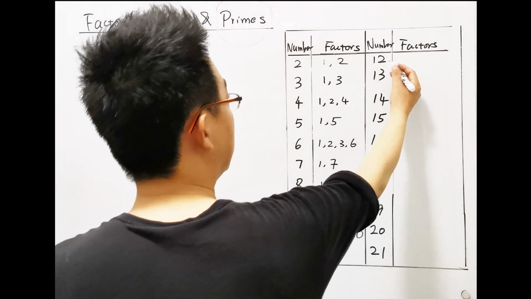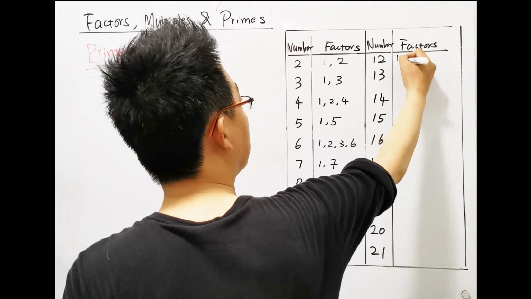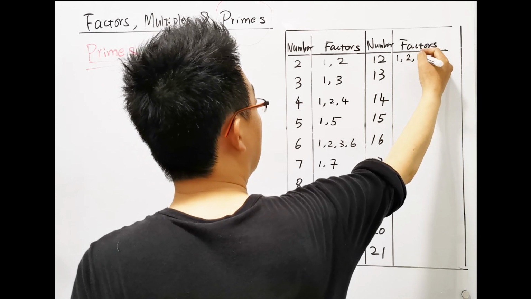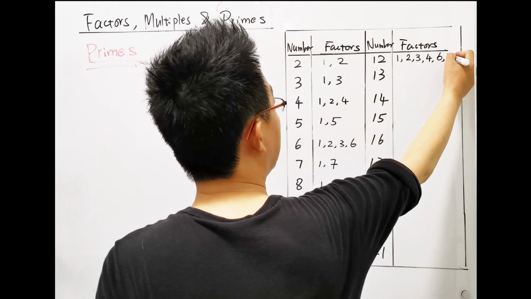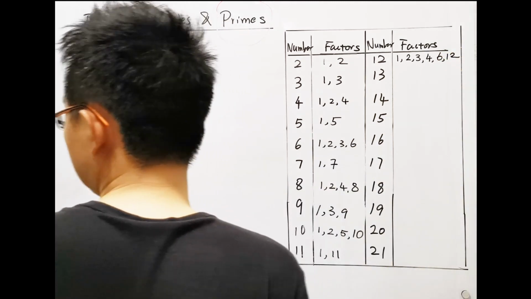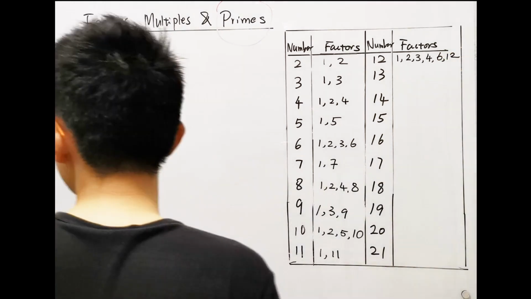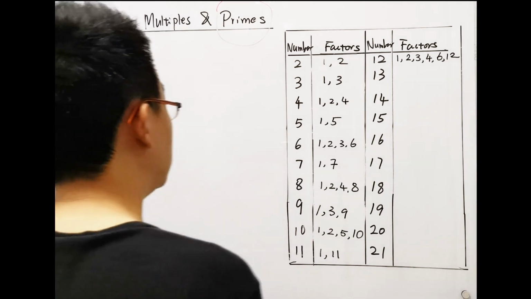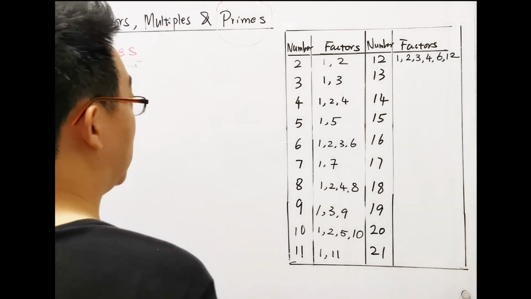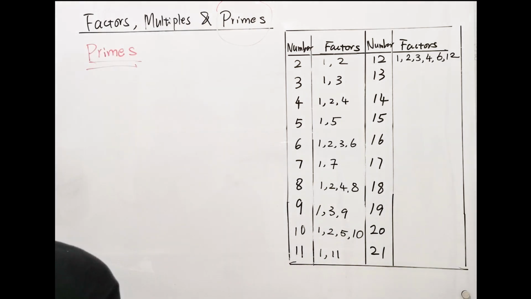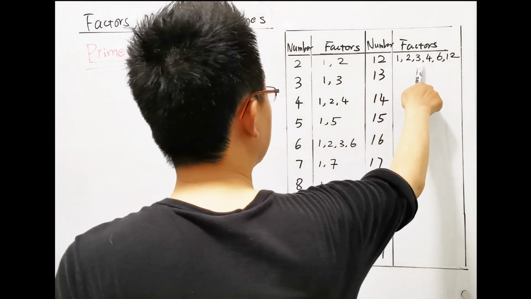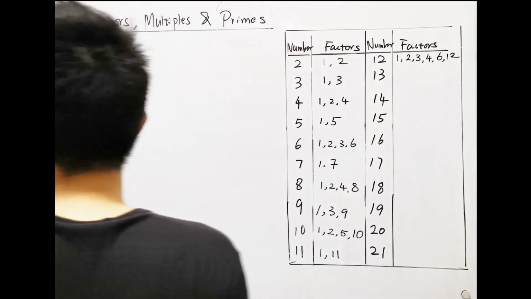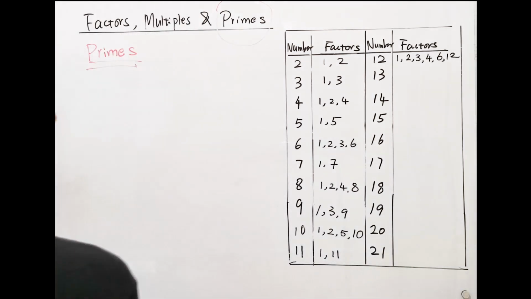Okay, how about 12? 12 we have 1, 2, 3, 4, 6, and 12. Is that correct? So we have how many factors? We already discussed that one previously, right? So we have 1, 2, 3, 4, 5, 6. 6 factors.